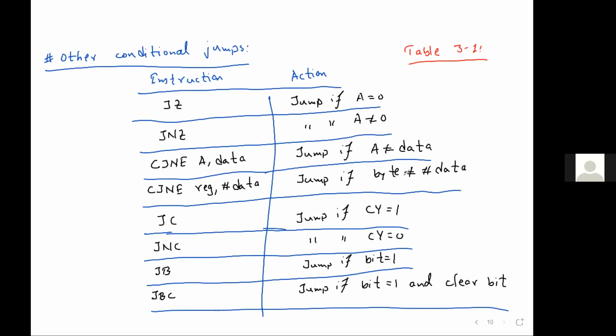JC, jump if carry. It will check the carry bit. Remember CY. It will not check the flag; it will check the carry bit only. JNC, jump no carry, is the opposite of this one. JB, jump if bit is equal to 1, and there is the opposite instruction JNB, jump if bit is equal to 0. And finally JBC, jump if bit is equal to 1 and then clear the bit.